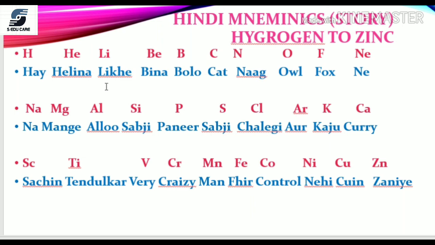Now let us take a look at the Hindi mnemonics. Here, hey Helena likhe bina bolo kya itna old folks ne na mange, aloo sabji paneer sabji chalegi aur kaju curry, Sachin Tendulkar very crazy man, phir control nahi kyon janiye. So relate to the element symbols. Hey for hydrogen, Helena for helium, and then followed by lithium, beryllium, boron, carbon, nitrogen, and so on. In fact, students, these are the shortcut tricks for the elements.